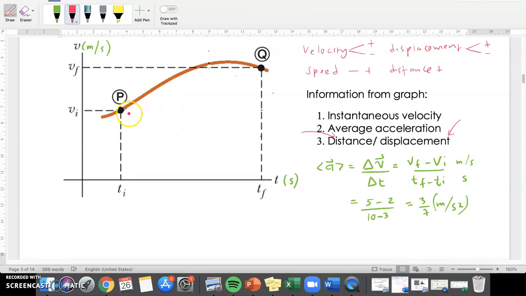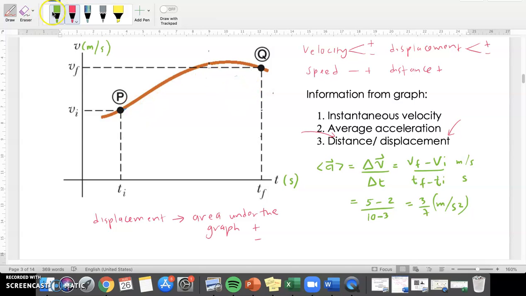You calculate the area under the graph. Again, for a velocity time graph, displacement is the area under the graph, whereby above the x-axis you add, and below the x-axis you subtract. So let's see, we only have a positive area in this case.